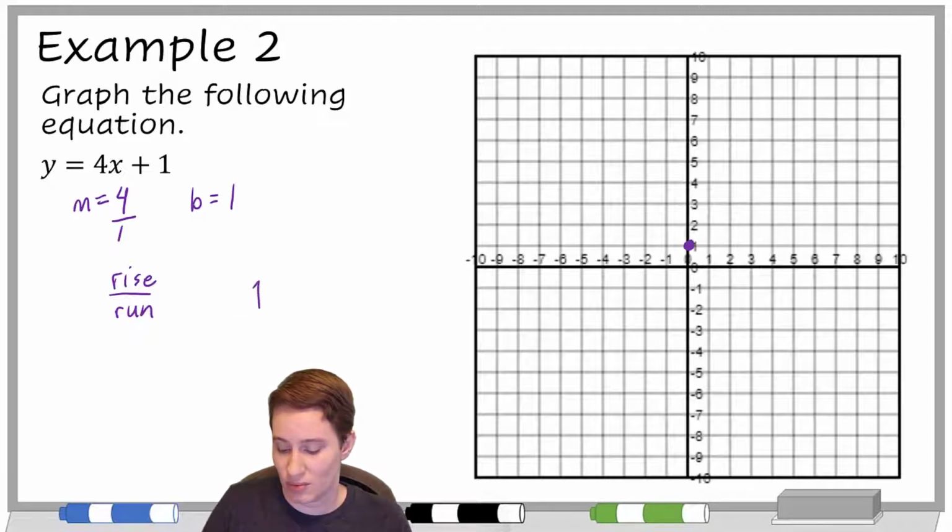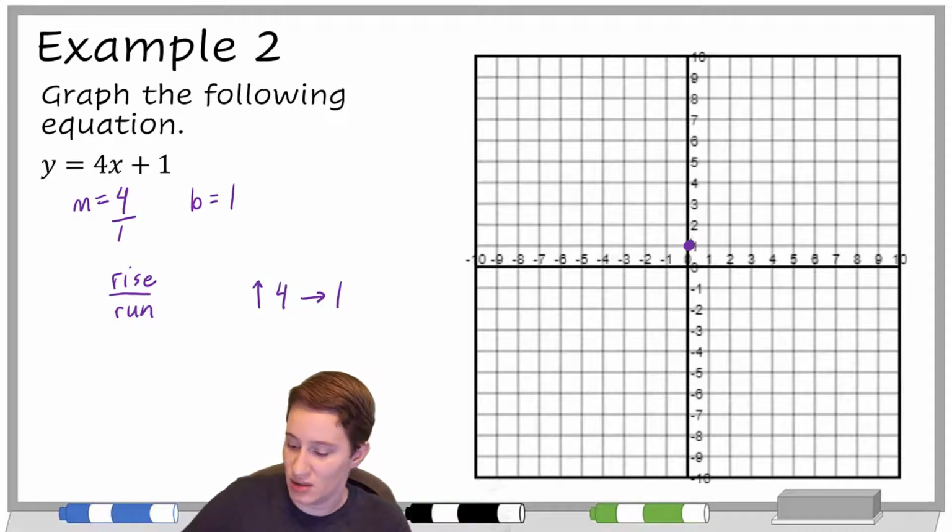One of the ways I sometimes will write it to help visualize is putting an up arrow 4 and a right arrow 1. I'm going up 4 for every time I go right 1. So 1, 2, 3, 4, 1. And we could go backwards as well.